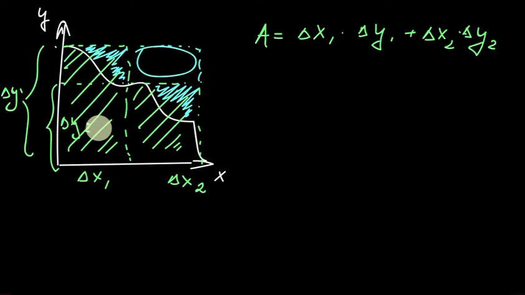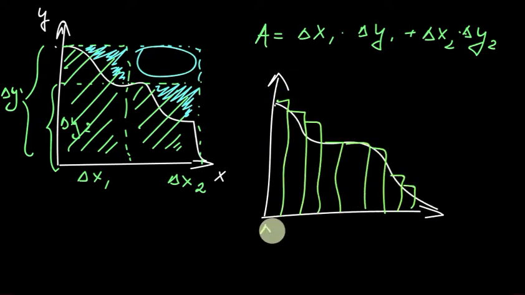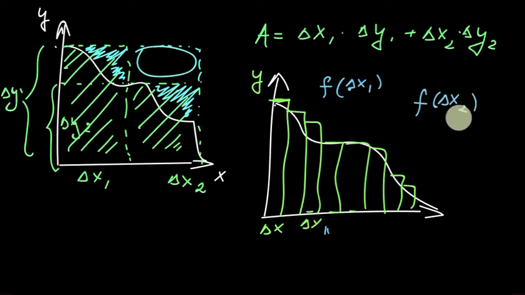So what if we make delta x's even smaller? Well, here's what we would get. Now all of this is delta x, and each of them is delta x. And this is the height, the value in y-axis could be calculated as f of x1, f of x2, and so on.